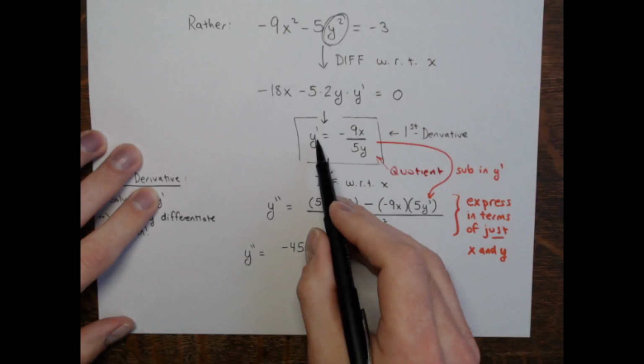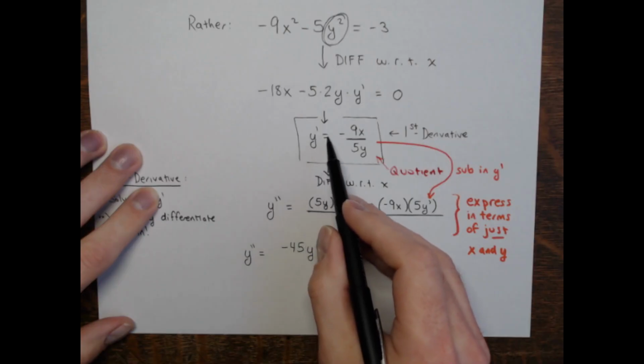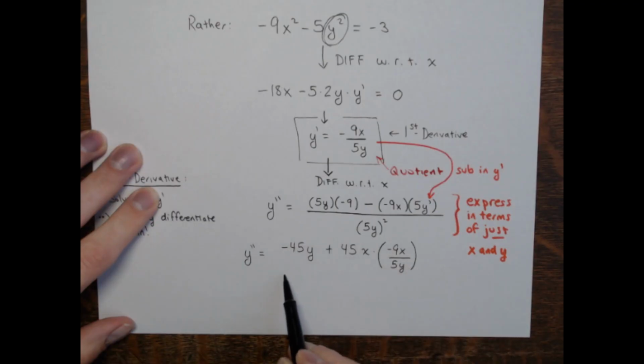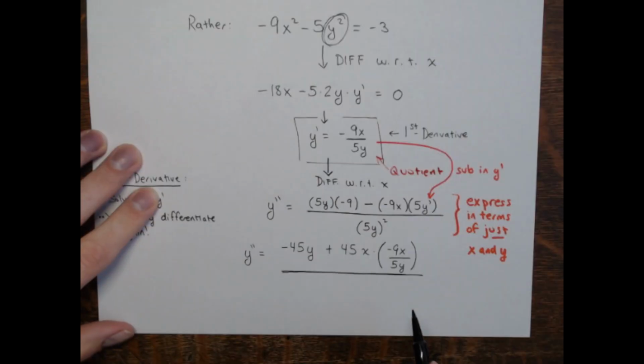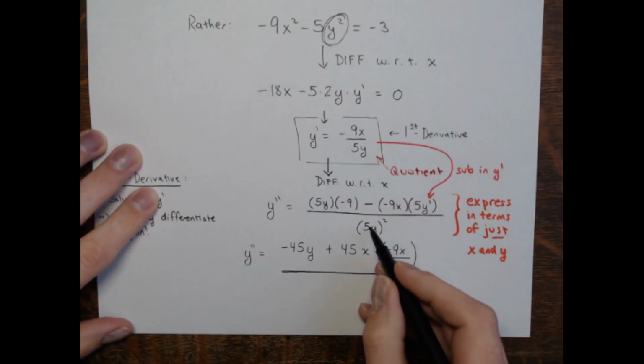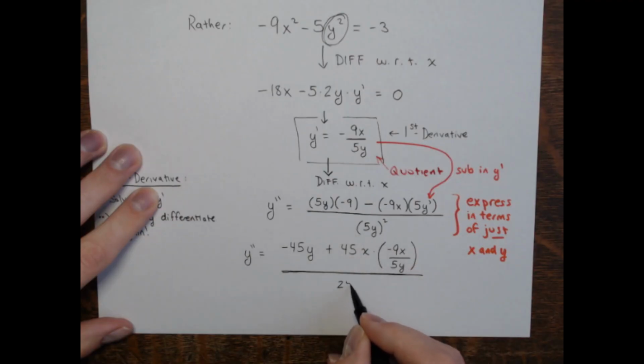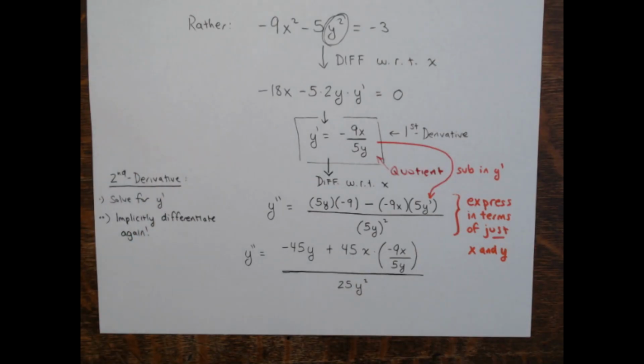Remember, y prime at any point on this ellipse was this negative 9x over 5y. And then all that. So we'll have a complex fraction here, so I'm going to simplify this in a second. And all that divided by 5y squared, which is 25y squared, right? 5y times 5y.